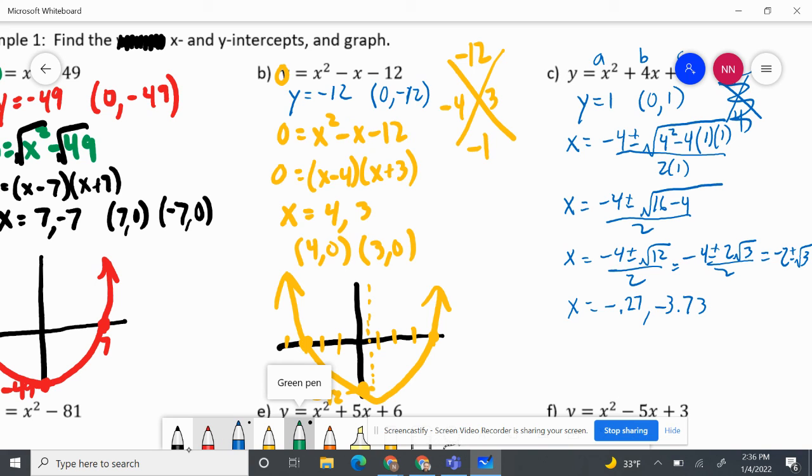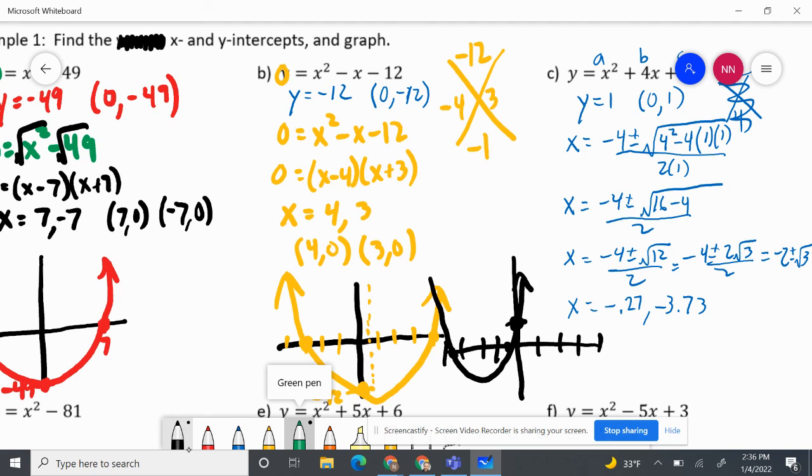So with my quick sketch, I have the positive 1 for the y-intercept. And then what I have is negative 3.73 and negative 0.27. And then since I know it's going up, this right here is what my graph is going to look like.